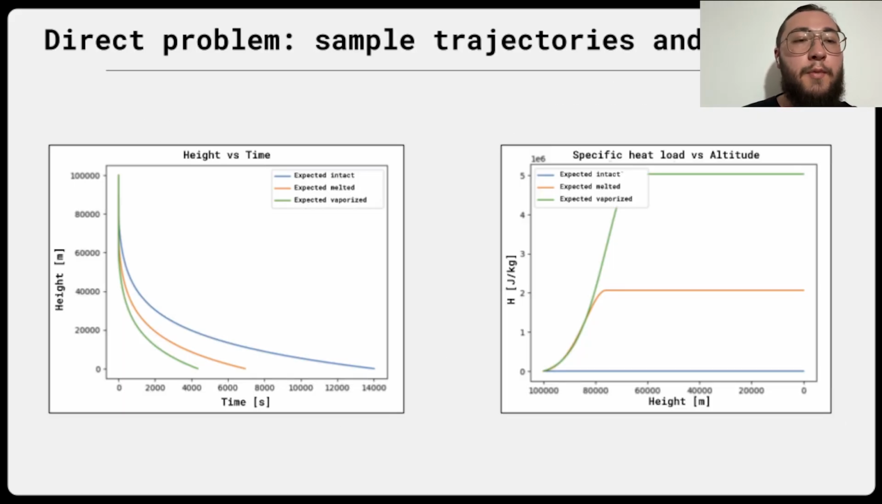These plots show how our model behaves for those three representative cases. On the left, height versus time, we see that larger and slower particles fall gradually, while smaller and faster ones slow down and stop earlier, often before reaching the surface. On the right, specific energy versus altitude. This shows how heating grows as the particle enters denser air. Once the energy reaches its threshold, the process stabilizes: intact, melted, or vaporized, depending on the case.